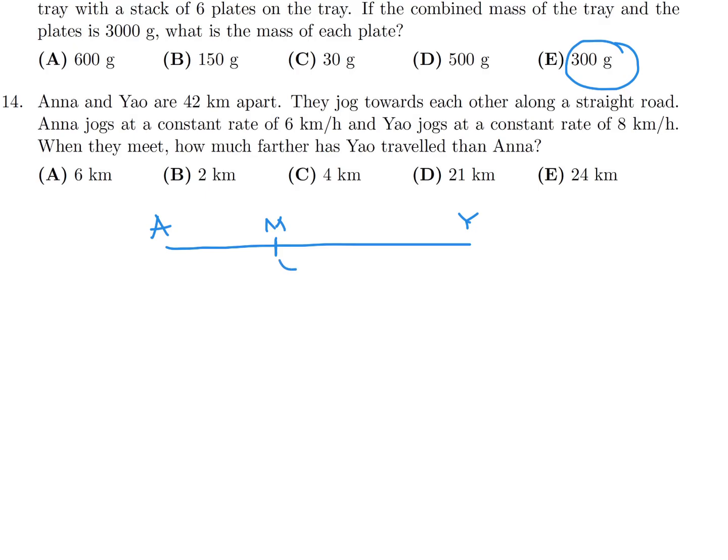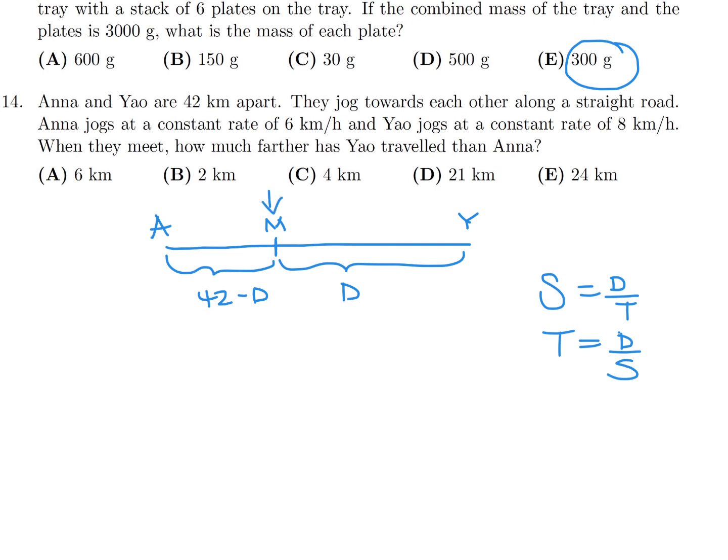Okay, and then this distance, let's call this D, and then this would be 42 minus D, since the total distance is 42. And our main formula, speed equals distance over time. And we'll modify that a little bit, call it time is distance over speed, because when they meet, the times are equal. So the time for Anna is equal to the time for Yao. Okay, so the time for Anna would be, using the formula, D over S. So hers is 42 minus D. And her speed, what's Anna's speed? Is 6. And then for Yao, his distance is D, and his speed is 8. So this is the formula.